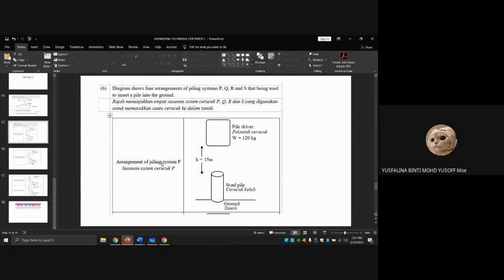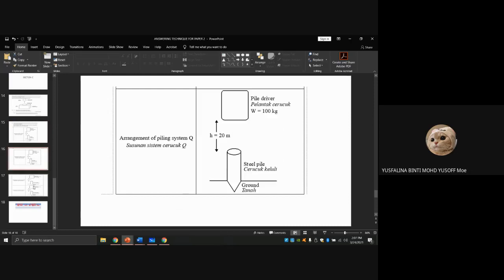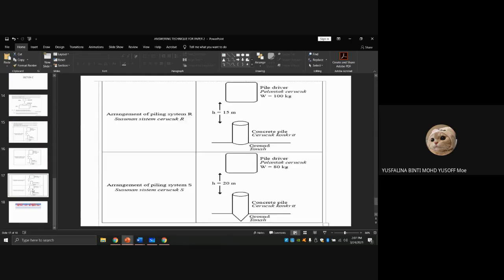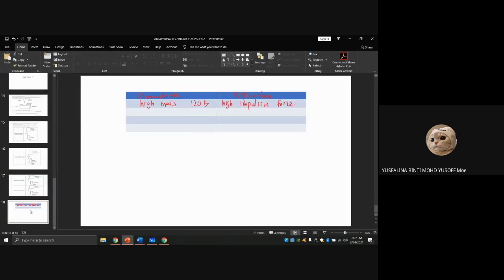And then the next part, how about the height here? So 15, 20, 15, 20. The height should be high or low? Low, high, low, low. Okay.